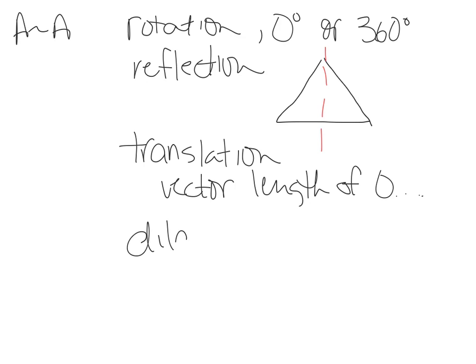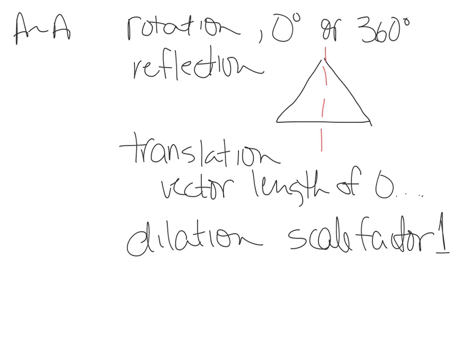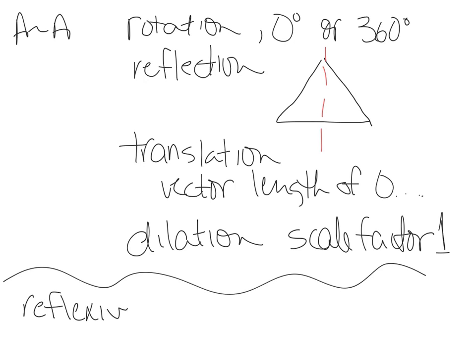A dilation with a scale factor of 1 would map A to A. So A would map to A. A is similar to A. We called this reflexive a long time ago, when every figure is similar to itself. You can just flip it back and forth, right?